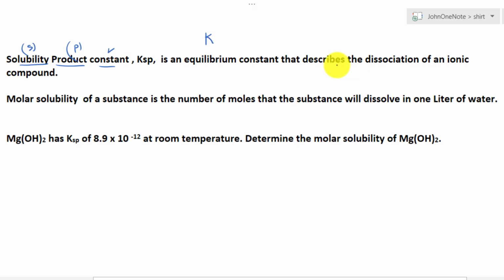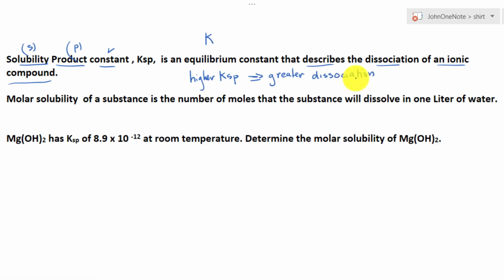So what does it mean by that? Well, this KSP describes the dissociation of an ionic compound. Different types of ionic compound will have different constant values of KSP that indicate the level of dissociation in water. Higher KSP would have a greater dissociation. And of course, if you have low KSP, you would have a lesser amount of dissociation for that particular ionic compound. That means it doesn't dissociate a lot in water.